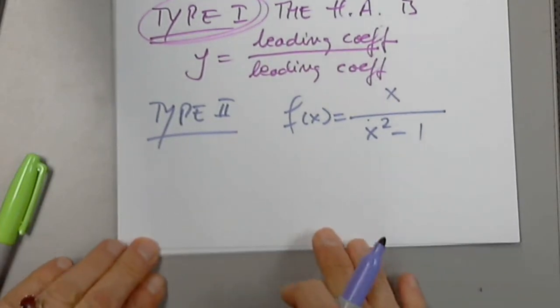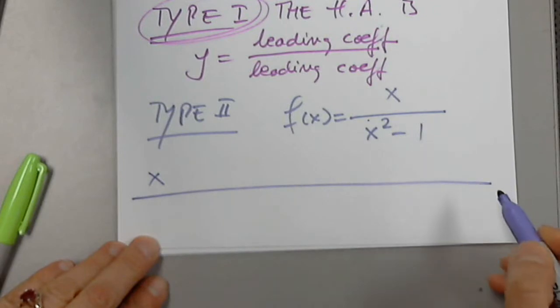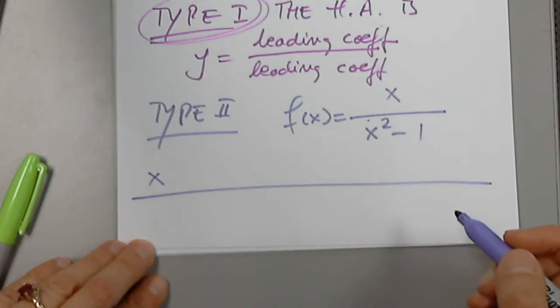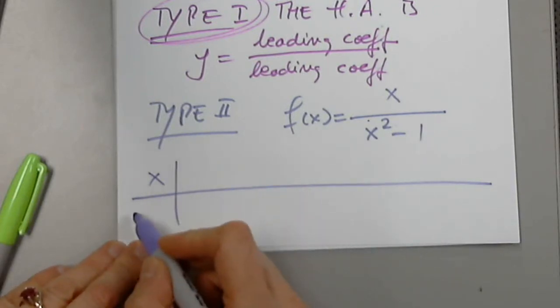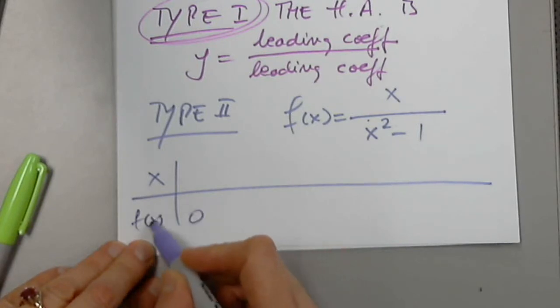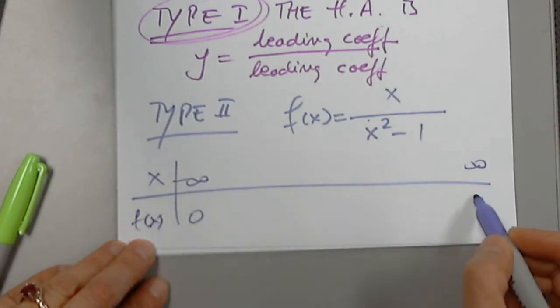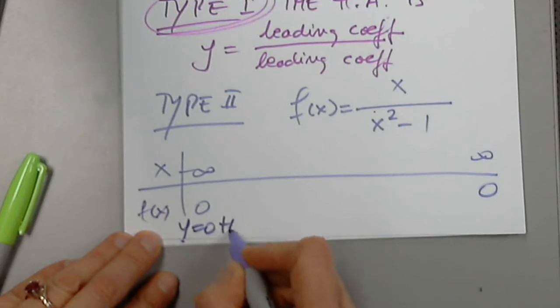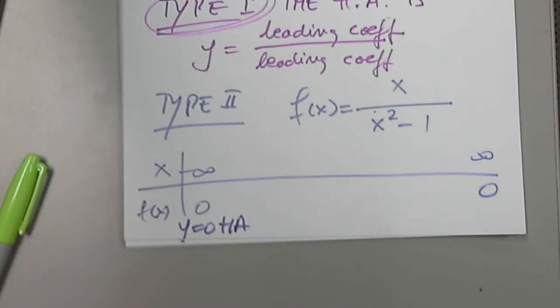Okay? 0. Small divided by big. So f of x, 0, y equals 0 is a horizontal asymptote for all type 2. Always. Because at infinities, the bottom grows so much faster than the top that the answer will be 0. Or approaching 0 to be exact.